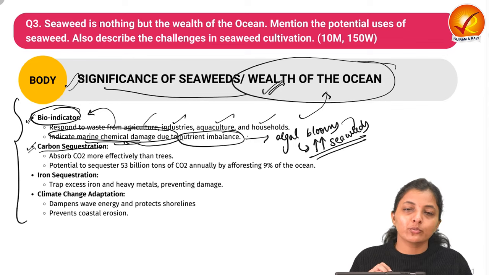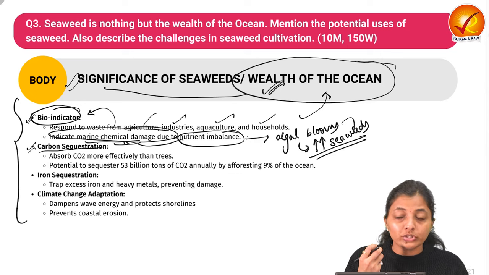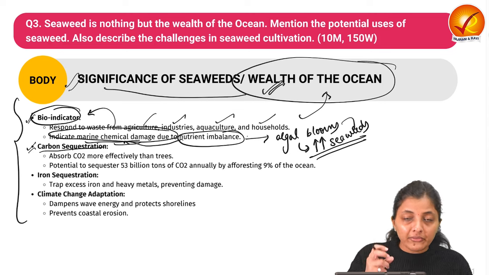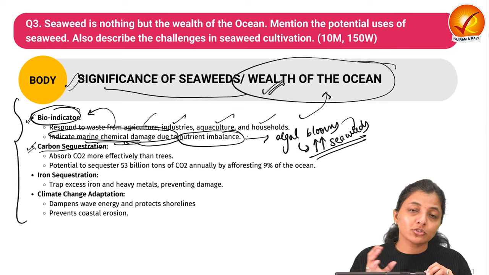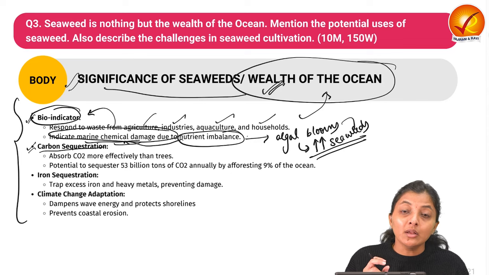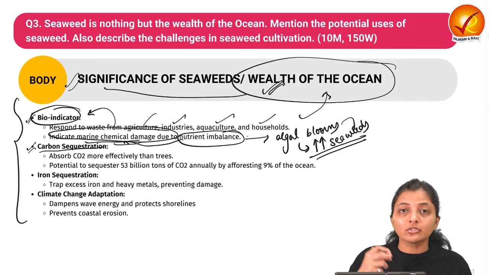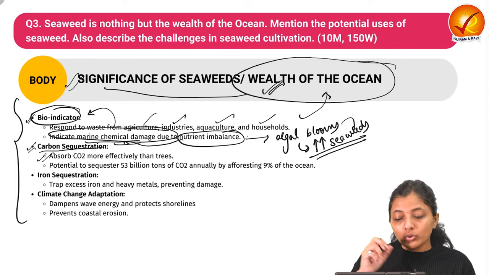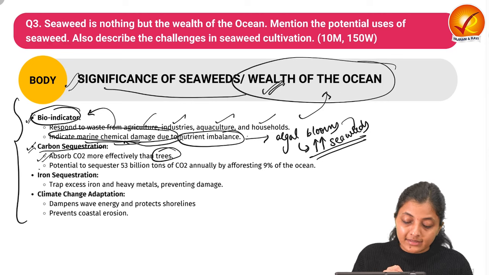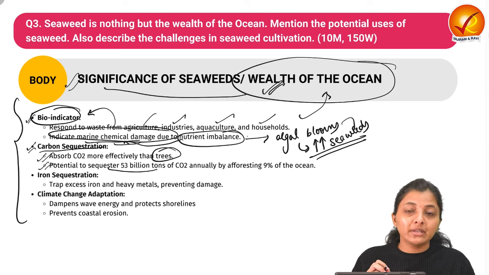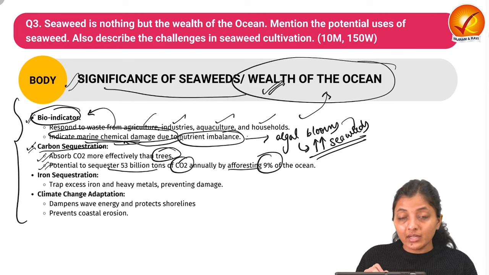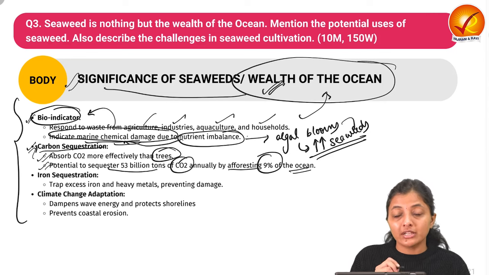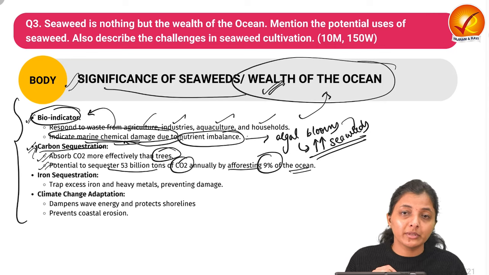Next is carbon sequestration. Water bodies like the oceans or the seas are natural sequesters of carbon dioxide from the atmosphere. And if there are algal blooms or algae, microalgae or macroalgae in the water bodies, these sequester carbon dioxide in more quantity. Then this absorbs carbon dioxide more effectively than trees also. It has the potential to sequester 53 billion tons of CO2 annually if we grow seaweeds on 9% of the oceans. So it has this much potential to sequester carbon dioxide from the atmosphere.